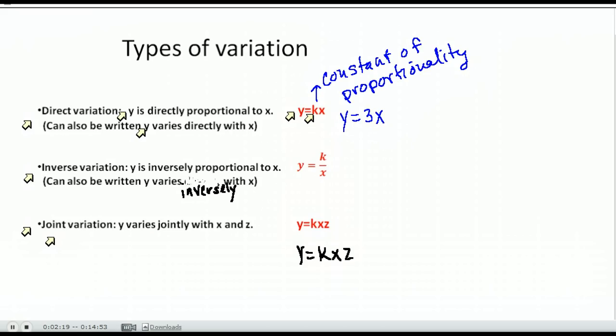You might get a combination of these. There may be one that says y varies jointly with d and inversely with p. Okay, so you can have a combination, but again, you just want to watch for the language. If it says directly, you know you're going to multiply that by your constant of variation k. If it says inversely, you know you're going to divide your constant of variation by that letter. Okay? Let's do some examples.